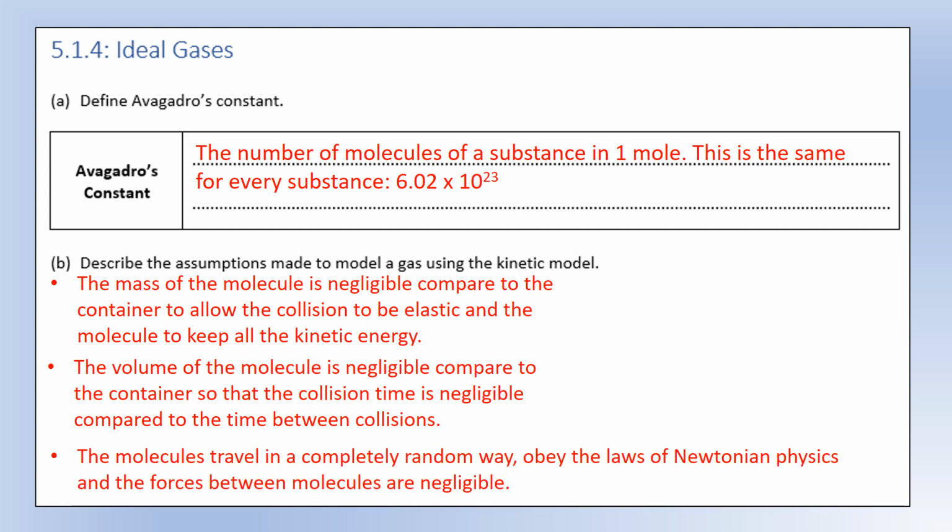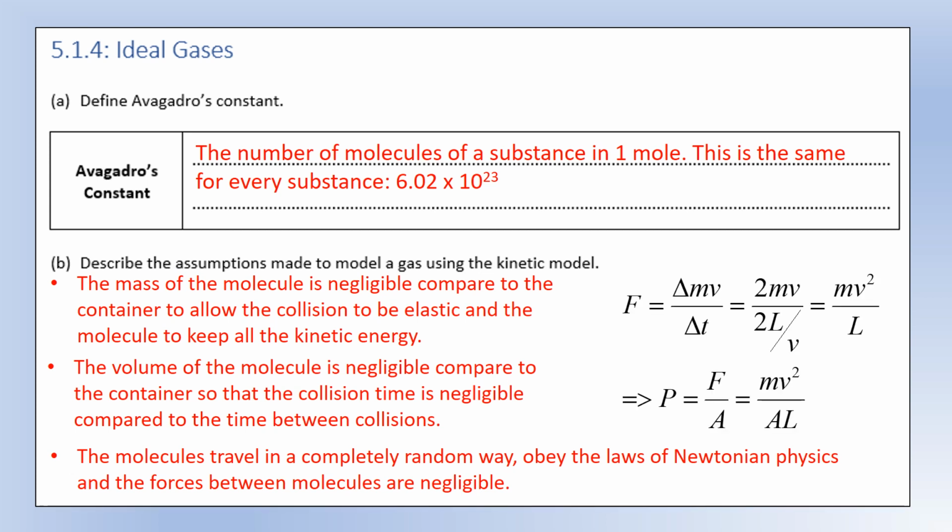And the final thing we are going to assume, which is incredibly valid, is that the molecules travel in a random way, they obey Newtonian physics, and that the forces between the molecules are negligible. What that last point means is we don't need to consider electric potential energy anymore. We just think about internal energy as kinetic energy. And all of those things put together give us an equation for pressure.